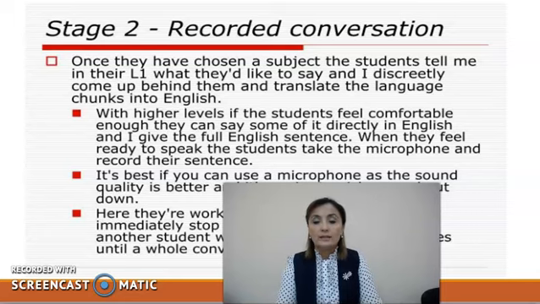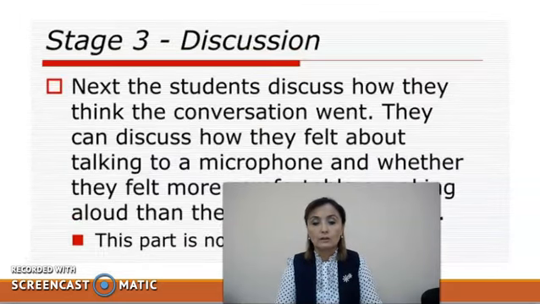It's best if you can use a microphone, as the sound quality is better and it's easier to pick up and put down. Here they are working on pace and fluency. They immediately stop recording and then wait until another student wants to respond. This continues until a whole conversation has been recorded.